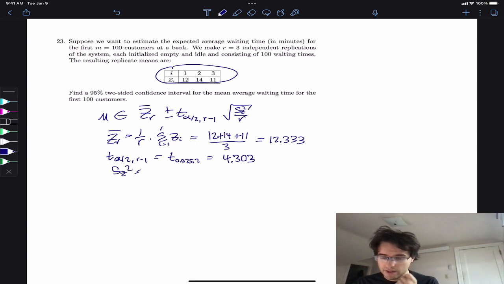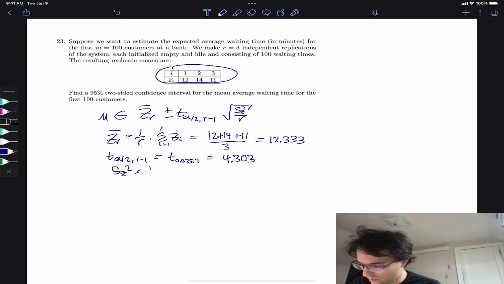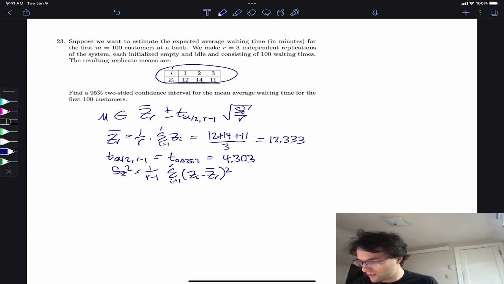How do we get SZ squared? Well, SZ squared is equal to 1 over r minus 1, times the sum from i equals 1 to r of (Zi minus Z r bar) squared. And we calculated what Z r bar is. That's this guy here. We know what our r value is. And so at this point, it's just a matter of plugging in the numbers and doing the math. And if you do the math, I think you get something like 2.333.